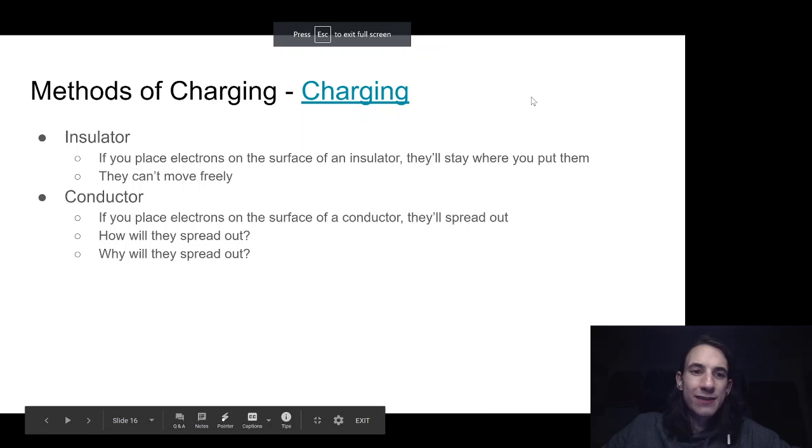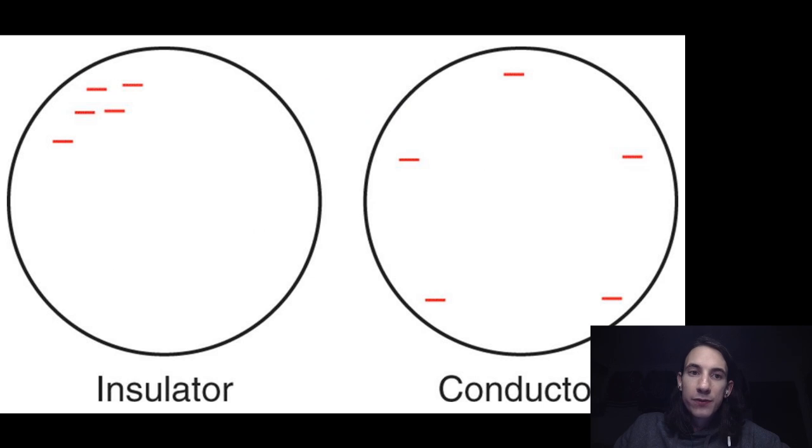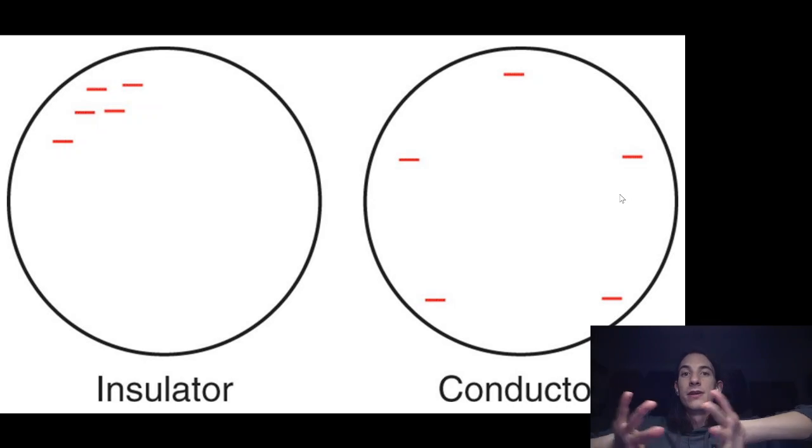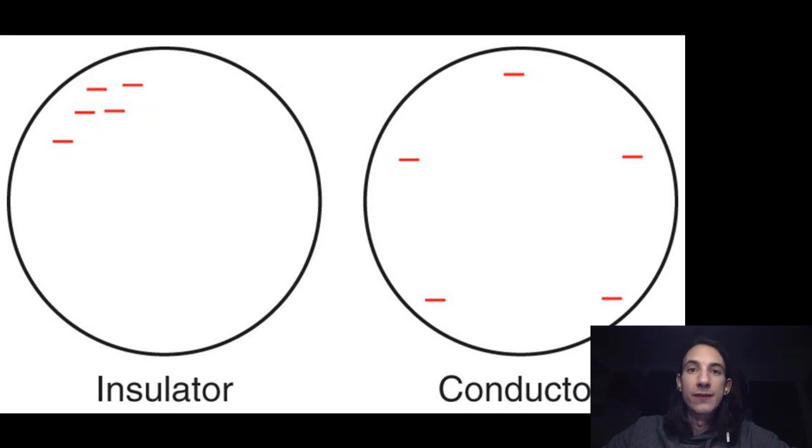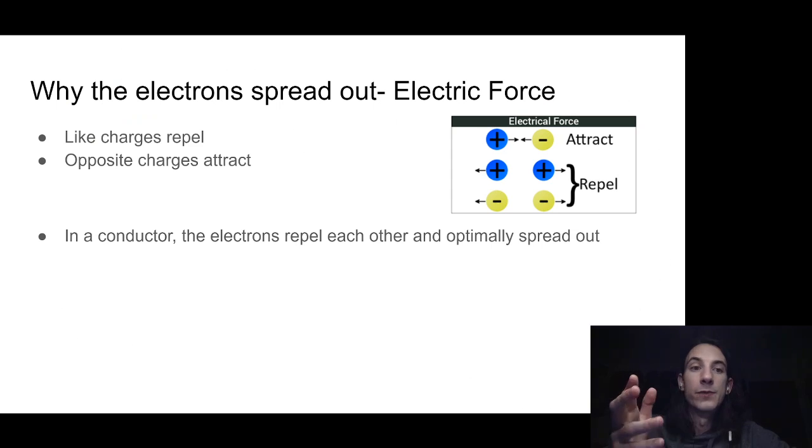So let's really quickly talk about how they are going to spread out and then why they will spread out. Just seeing that again, in a conductor on the right, the way that they spread out is in an equal way. They're very evenly distributed. If these wanted to be as far away from each other as possible, this is how they can configure themselves to make that happen. So they're going to spread out so that they are as far away from each other as possible. With the insulator, where we put them, they don't really have a choice, but the conductor spreads out as much as possible.